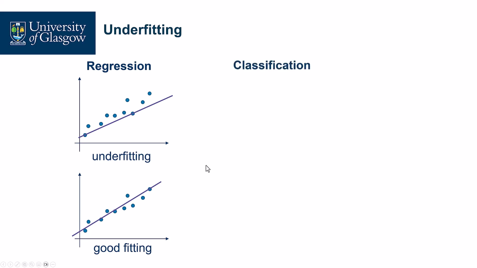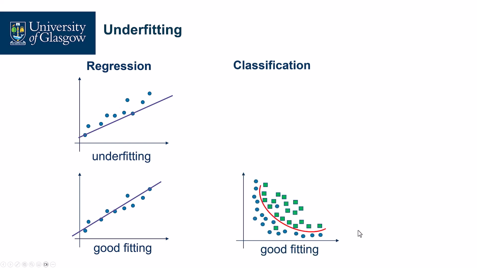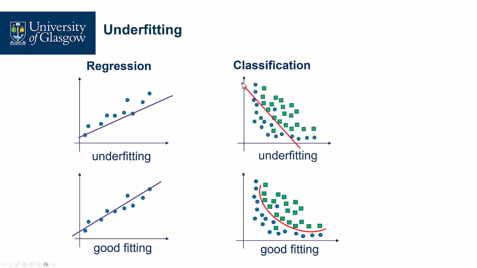If we look at classification, maybe this is a good fitting. We can see the 2 different categories are classified, and only 1 or 2 are misclassified like this. So what is underfitting here? Maybe this is an underfitting, right? We can see many of them are fitted into the wrong categories. So this is in terms of classification. This is an underfitted machine learning model.